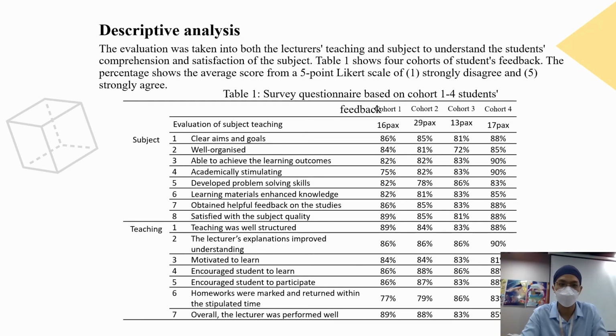Now I'm going to talk about the descriptive analysis. The evaluation was taken on both the lecturer's teaching and the subject to understand the students' comprehension and satisfaction of the subject. This is Table 1, which uses a 5-point Likert scale from strongly disagree to strongly agree. The first section is subject, where we have 8 items evaluating the subject. The second is teaching, where we have 7 items evaluating the teaching.